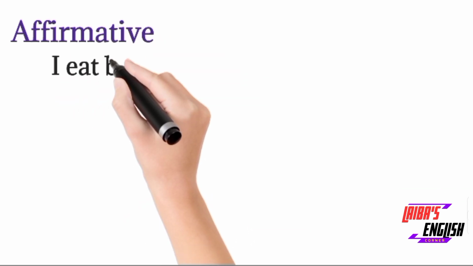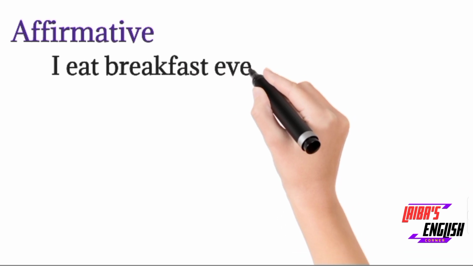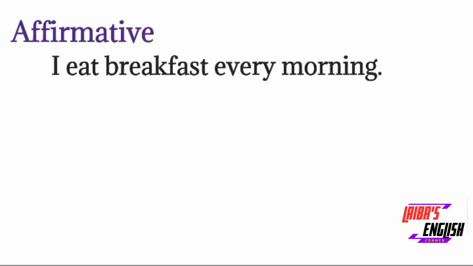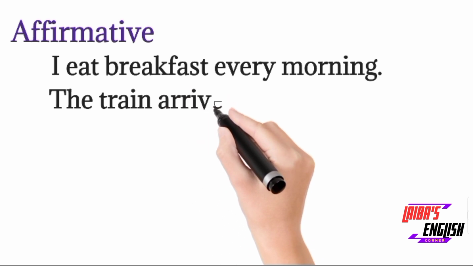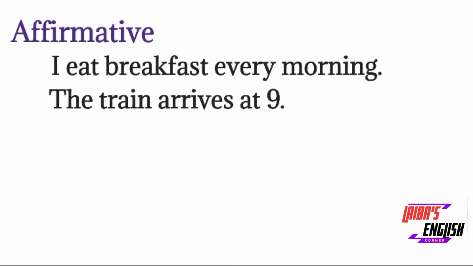Let's discuss some affirmative examples. Before moving toward the examples, I want to make it clear that affirmative is the basic sentence we form with the basic structure of a sentence. We will use subject, verb, and object in it, no change. For example, I eat breakfast every morning. There we have a subject, a verb, and an object.